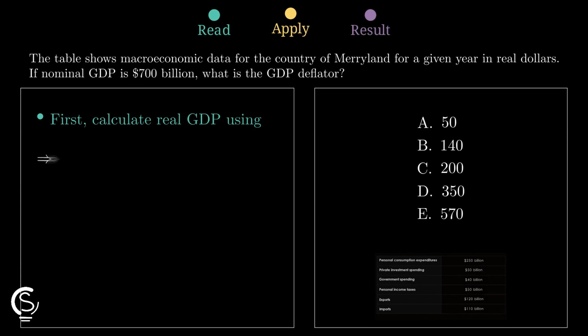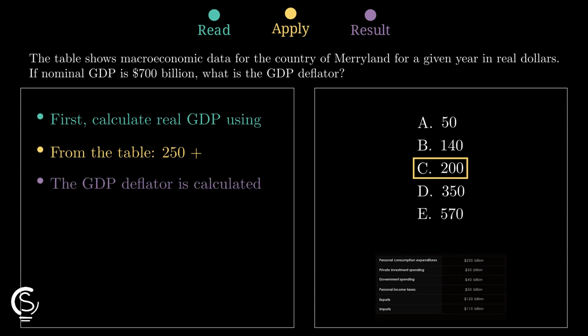Divide nominal GDP of 700 by real GDP of 350 and multiply by 100. This gives a deflator of 200.